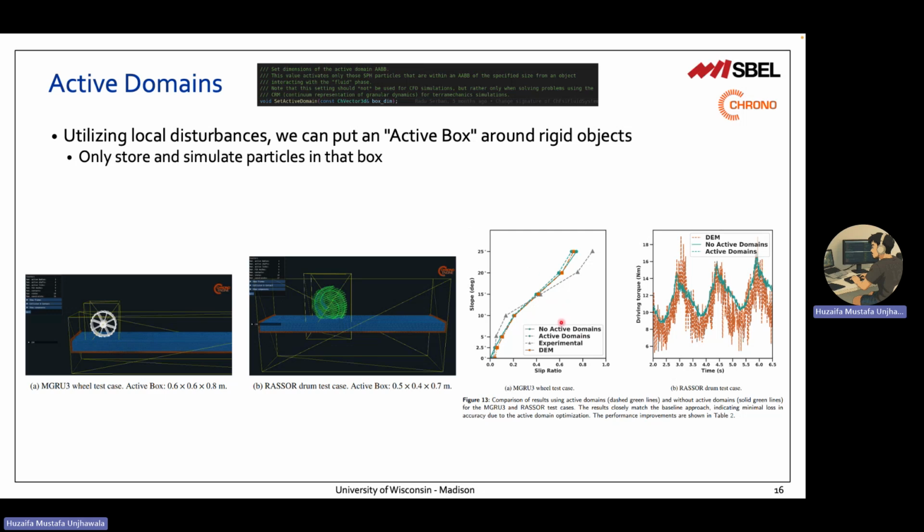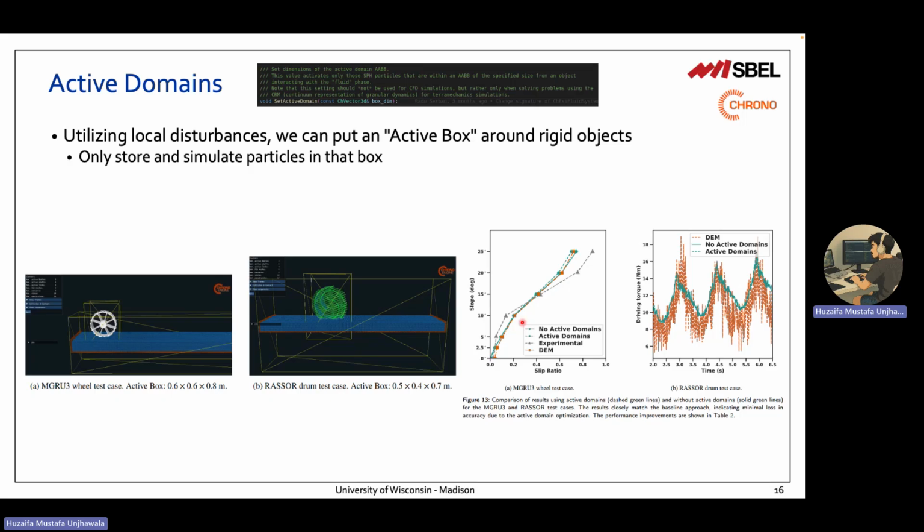So this is again those two plots from before that I showed you, where we apply an active box around the wheel and the razor drum. And we find that when you have no active box or an active box, the results are pretty much the same.